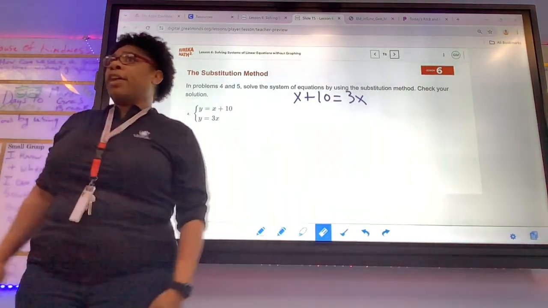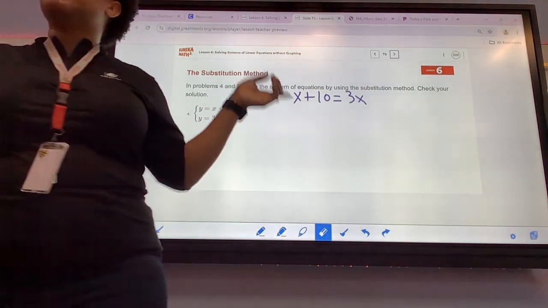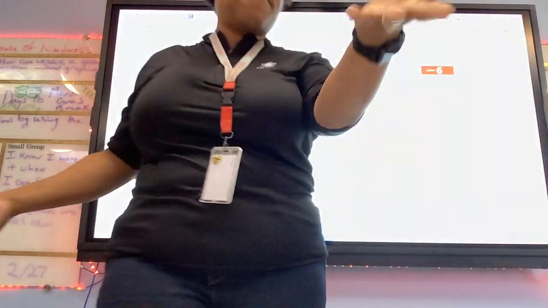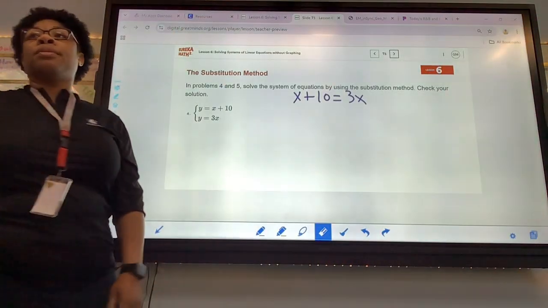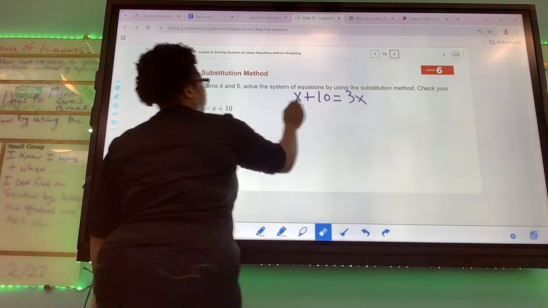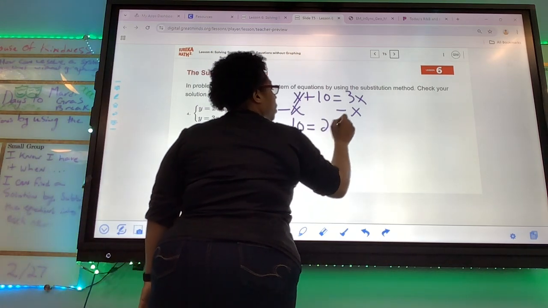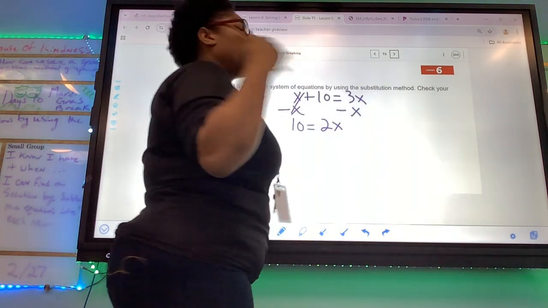Are there any other variables there? No. So just like we did for our fluency, now we have to solve for x. That's step 4, right? Yes. Okay. So my first step would be what? What'd you say, Ivy? I'm going to subtract x. This cancels and 10 is equal to 2x.